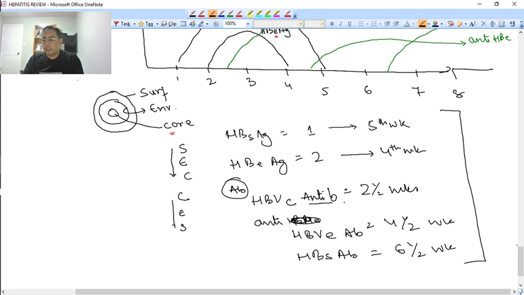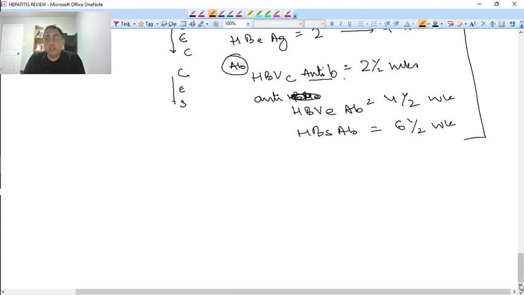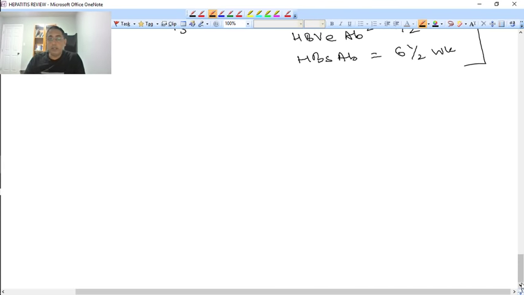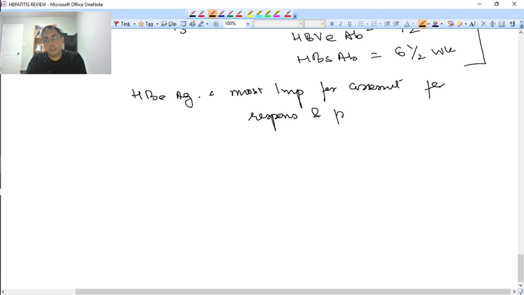So if you see this, how do we diagnose, when to start treatment, in whom to start treatment? If you talk about the HBE antigen, it is the most important for assessment of response and progression of disease. And this is the one which also tells us about the infectivity status of the hepatitis. The treatment for hepatitis B is usually lifelong.